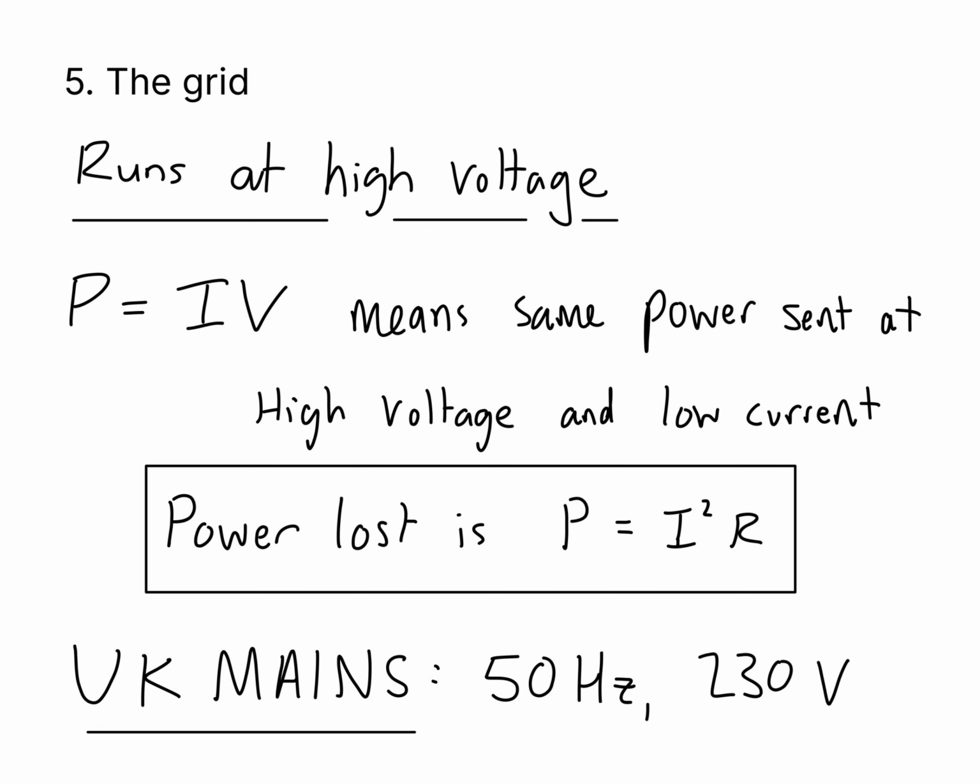So we step the voltage way up for transmission, which drops the current right down, which slashes the losses. Then we step it back down again near homes and factories which need it at safe, usable levels. Step up to travel, step down to use. And 2 numbers to have at your fingertips. UK mains are 50 Hz at 230 volts. Make sure you learn these.